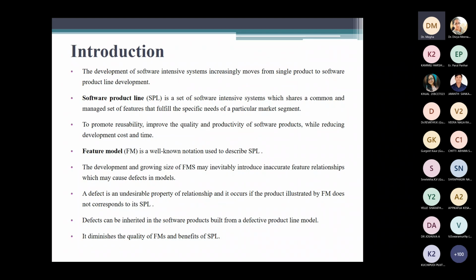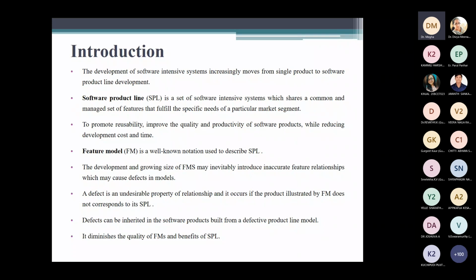So once we have the defects in the software products that we have just created, what will happen? Obviously, it is going to reduce or diminish the quality of the models and the benefits of software product line. So the main agenda behind this is to maintain the quality of the models and to focus upon the reusability agenda in the industrial domain.